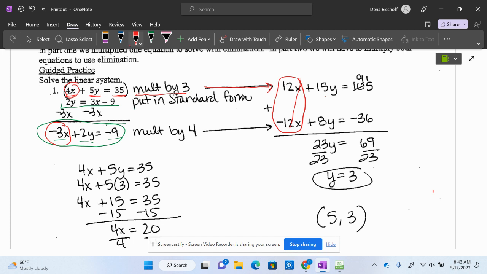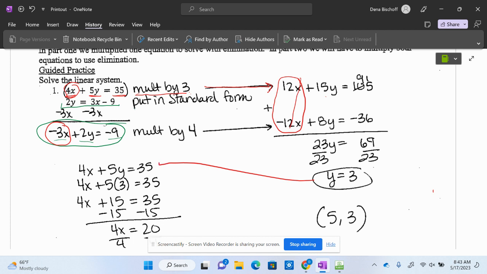Divide both sides by 23. y equals 3. I take that y equals 3 and I plug it in right here to find x. That's what I'm doing, I'm plugging it in to find x. So I replace the y with a 3.